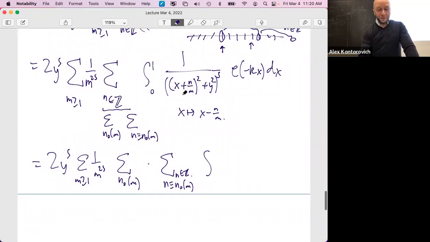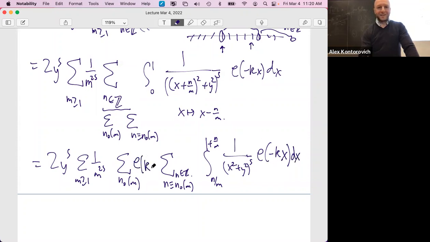So we started at 0. Now we need to start at n over m. And then we ended at 1. Now we need to end at 1 plus n over m. This turns into a nice 1 over x squared plus y squared to the s. And now I get an e to the minus k times x minus n over m.